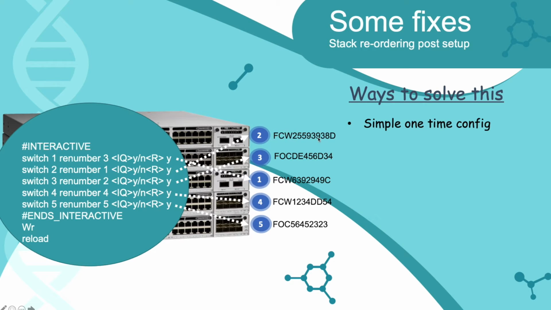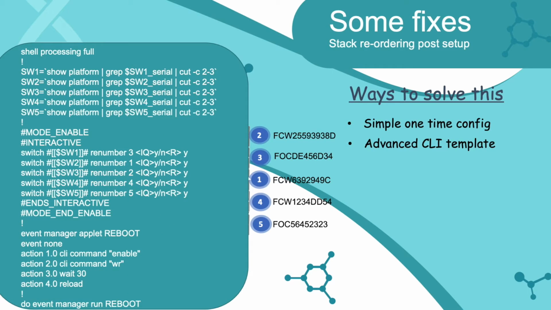So you just have to correlate the serials to the switches and their respective positions that they need to be. A little bit manual. Is it zero touch provisioning? It's maybe not. One could argue one's case either way. You could use an advanced CLI template. This is if you want to geek out and do this a bit more. This works. It's really good.